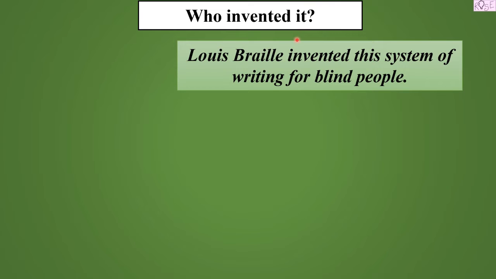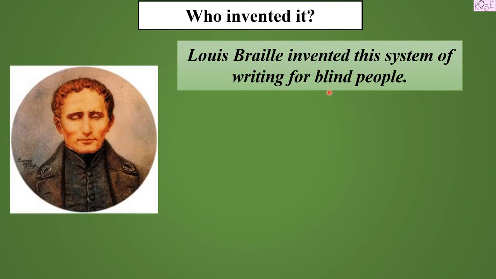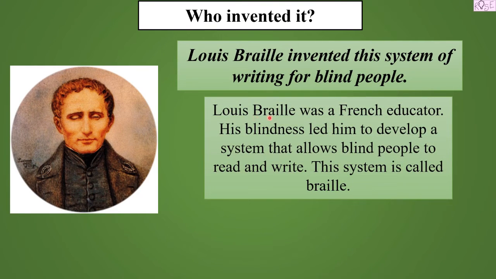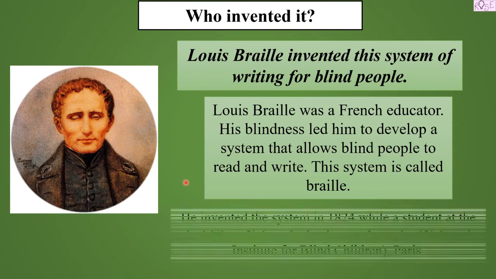Next is, who invented this wonderful system? We should know about the person who invented it. So Louis Braille invented this system of writing for blind people. So he is Louis Braille. He himself was blind. Louis Braille was a French educator. So despite being blind, he was a French educator. His blindness led him to develop a system that allows blind people to read and write. This system is called Braille. So he developed the system for blind people to read and write, and his name is Louis Braille.